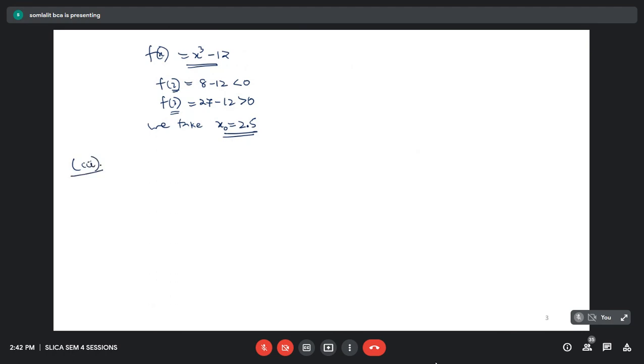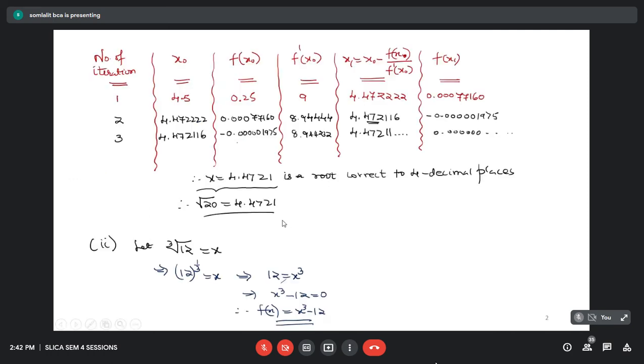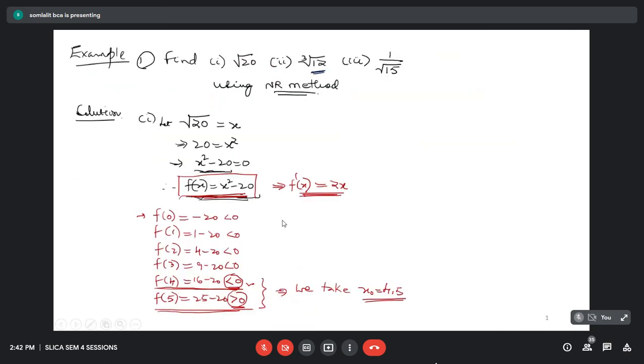What about the third question? Third sub question. What is asked in the third sub question? 1 upon square root of 15. You have a reciprocal with the square root. 1 upon root 15 you are given. So form the equation and let me know what you are getting. Now you know how to do this.